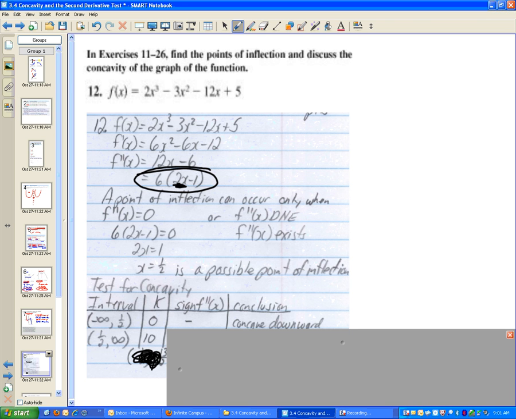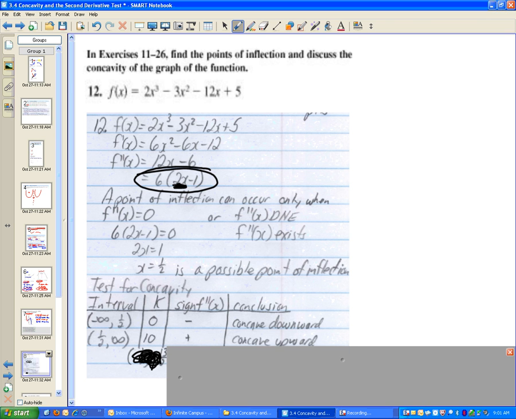All right, now let's find the sign of the second derivative when x equals 10. Well, back up here to the second derivative. 2 times 10 is 20. 20 minus 1 is positive. 6 times positive is positive. When the second derivative is positive, concave upward. So is there a point of inflection when x equals 1/2? Yes, because the concavity changes. That's where the point of inflection is, where the concavity changes.